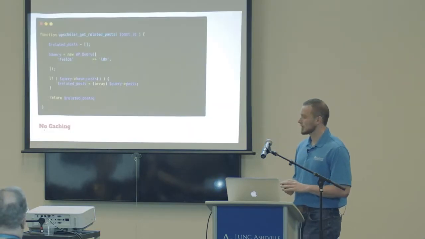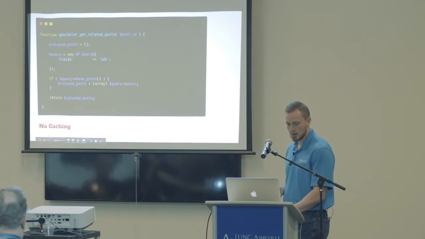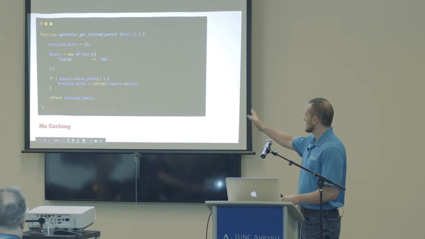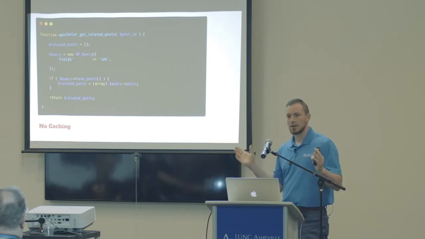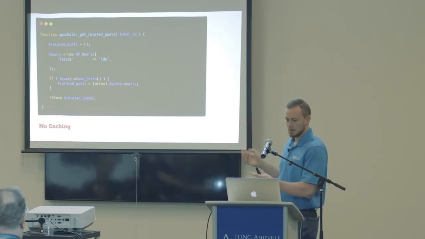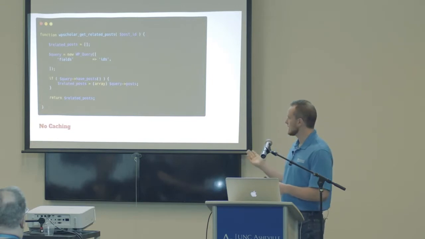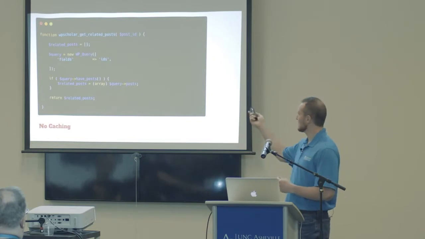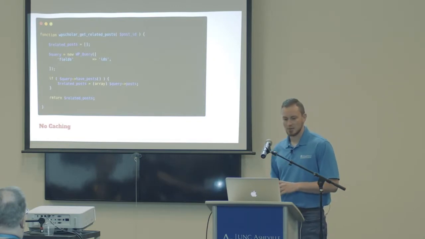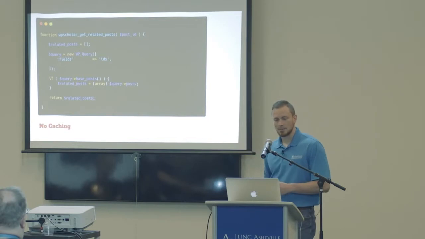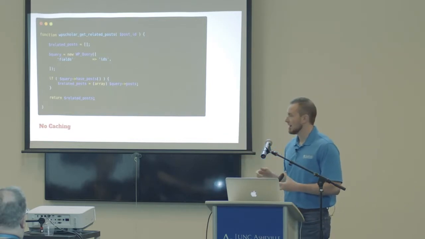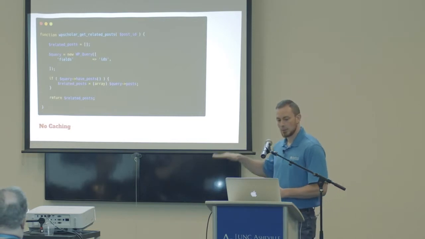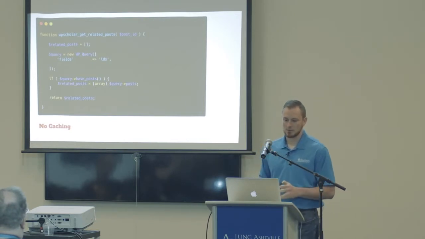So this is a function that I created that basically has no caching involved at all. As a good programmer, I prefix it with a vendor name, which I use WP Scholar. And the name of the function is get related posts. Obviously what it's going to do is get posts related to the post ID that you pass in. So we start out with a line of code that says we have related posts as an array, an empty array. And down at the end, we're going to return whatever related posts we have or find.